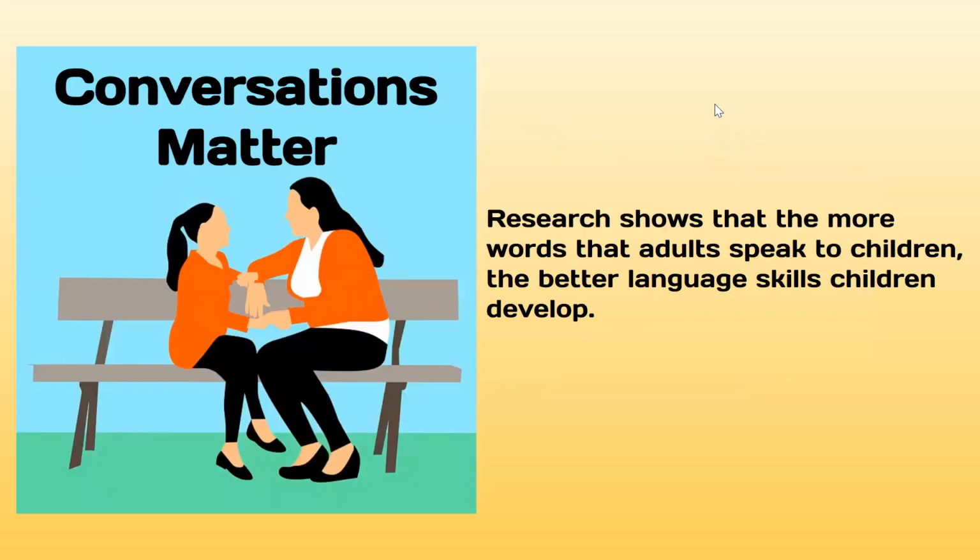Why are conversations important? Research shows that the more words adults speak to children, the better language skills children develop. Typically, a child needs to hear a new word 4 to 12 times before it is added to his vocabulary. Vocabulary development at age 3 has been found to predict reading achievement in 3rd grade. The quality and quantity of language that children hear contributes to their brain development. The interactions children have with language form the foundation of their ability to read and to comprehend what they read later on.